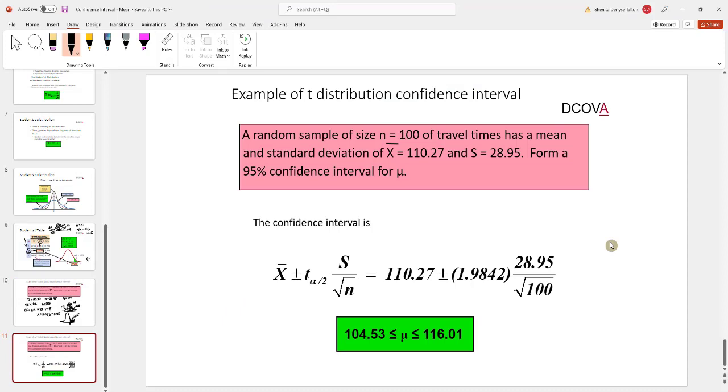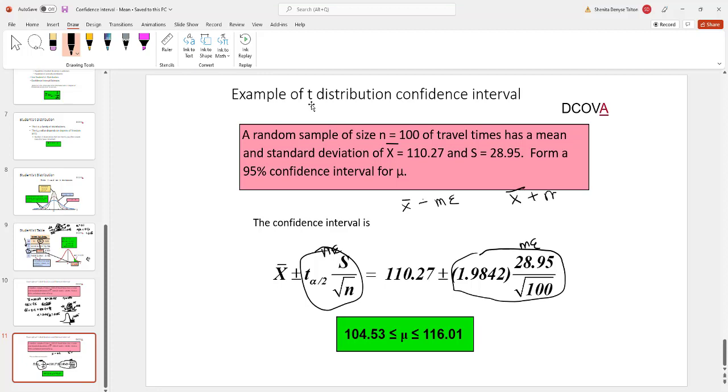So I'm going to plug everything back in. I know my x bar. I now know my critical value of t is 1.9842. My standard deviation is 28.95, and we're going to divide it by the square root of 100. So you're going to calculate this out twice. This part here, remember, is the margin of error. I talked about this before in another video. You're going to subtract it first, and then you're going to add it. So that will give you your confidence interval. It's 104.53 and 116.01.